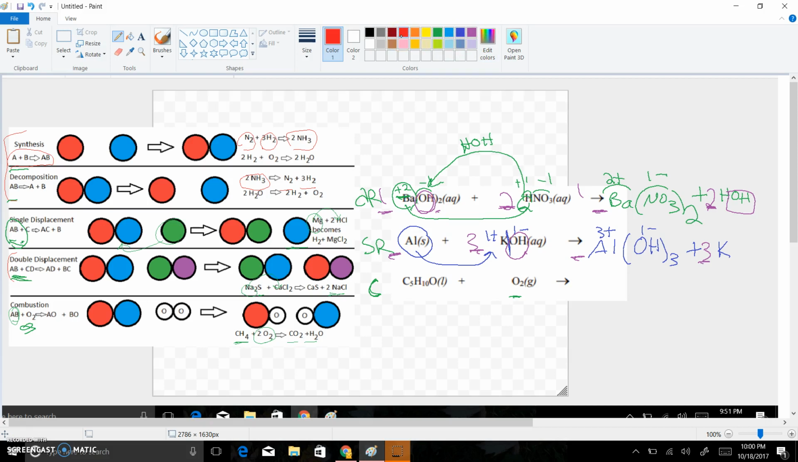This one is definitely combustion. Combustion reactions, when you've got some sort of C thing plus oxygen, will always make CO2 plus H2O. Every single time. As you can see right here. So now I just got to balance it.